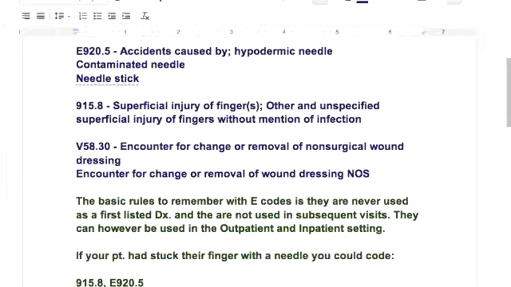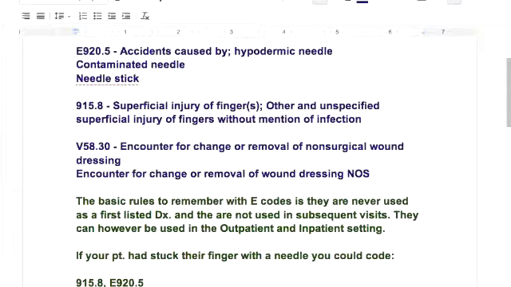The V58.30 is encounter for change or removal of non-surgical wound dressing. The key words here are change or removal of a wound dressing. So that means it's going to be a subsequent visit, and E-codes are not used for subsequent visits. There are two rules that should stand out in your mind when you see an E-code. One, it can never be first listed. So if you see anything on an exam where the E-code is listed first, you get to just knock off that one completely. Also, it can never be for a subsequent visit. It's only on the initial visit, and it can be used with outpatient, inpatient settings and so on.